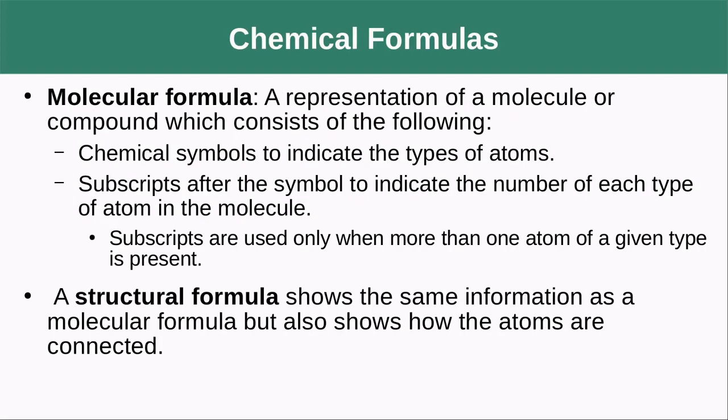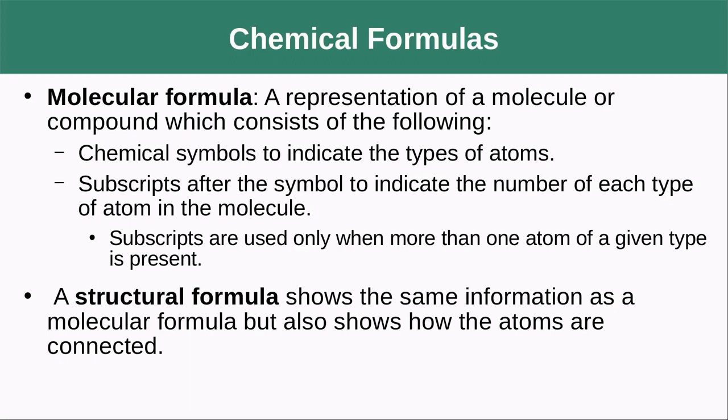Okay, so the first thing here is we have our molecular formula. This is a representation of a molecular compound which consists of the following. We're going to have the chemical symbols from the periodic table we talked about before, and we're going to have subscripts after the symbols to indicate the number of each type of atom in the molecule. The subscripts are usually omitted, like we don't put 1 in there as a subscript. We assume that there's only one of them.